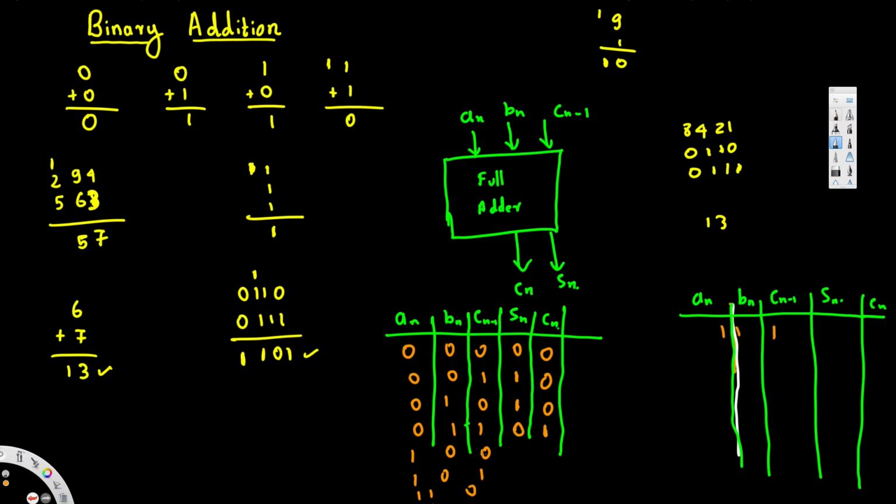And if we add 1 0 0, we will have sum 1 and carry 0. 1 0 1, we will have sum 0 and a carry 1. And 1 1 0, we will have sum 0 and a carry 1. And here, if we add 1 1 1, we will have sum 1 and a carry 1. Okay, and that's it for the full adder.